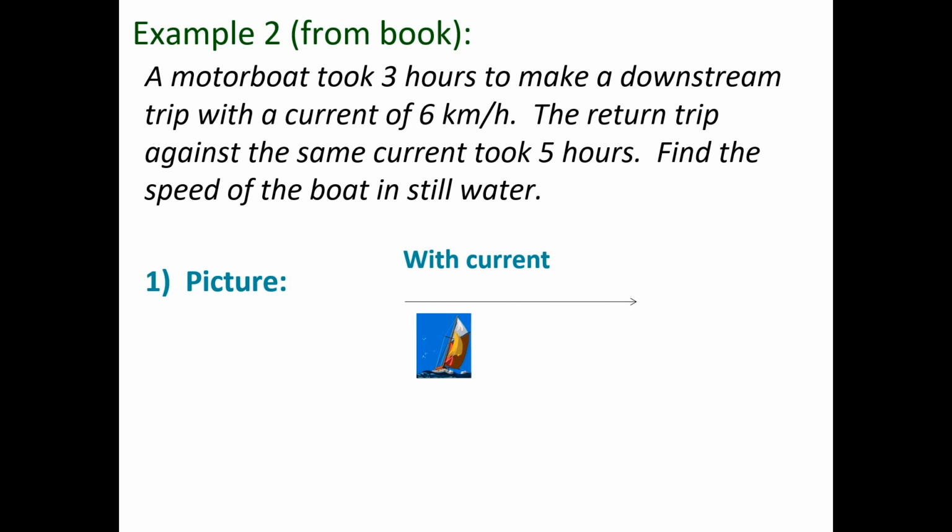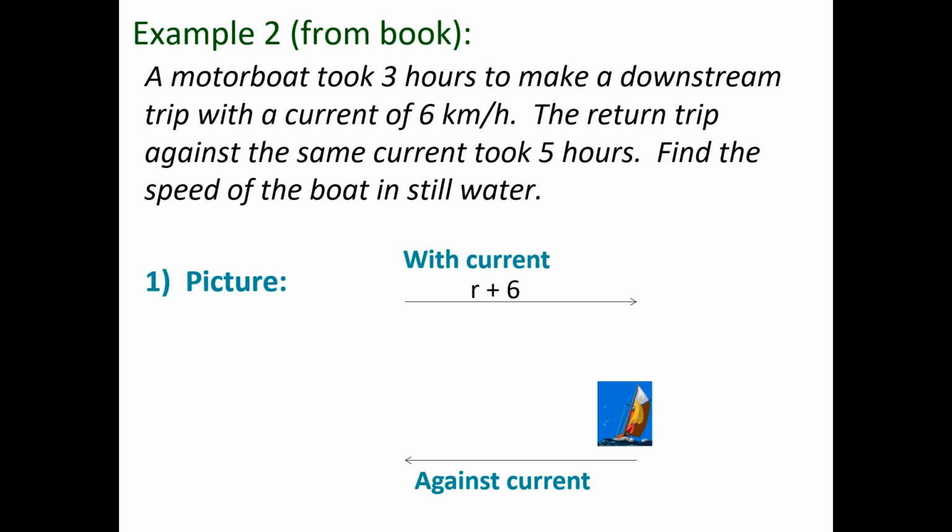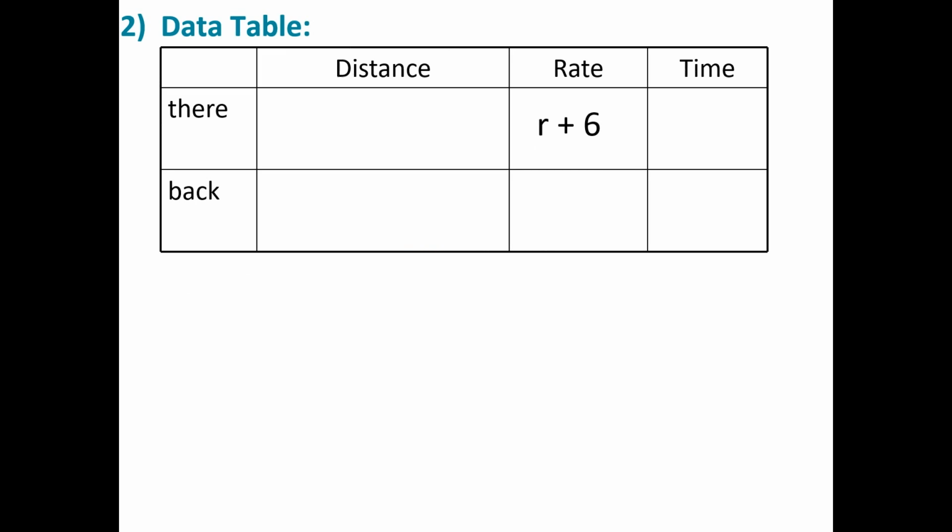So with the current, the boat is going r plus 6. It's the rate of the boat plus the current. Going against the current, it's the rate of the boat minus 6. So I add the current going with it, positive, and subtract the current going against it, negative. So I've got r plus 6, r minus 6. I was told 3 and 5 were my times.